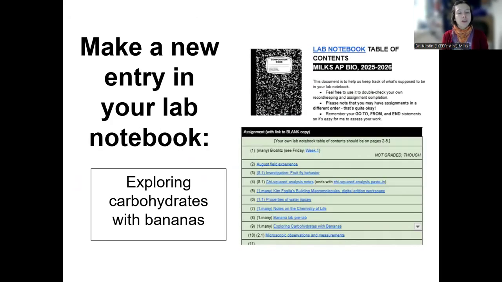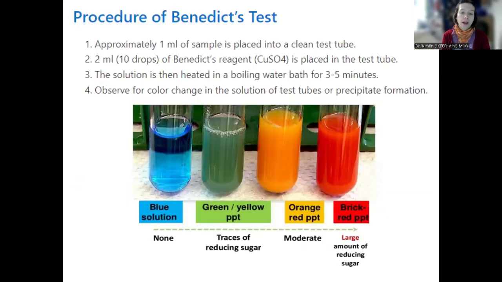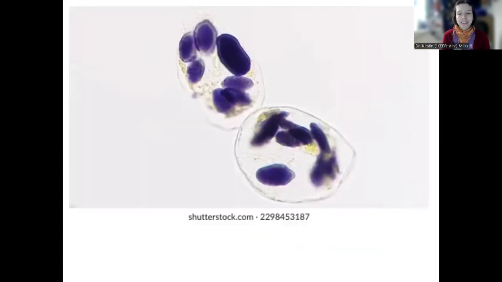We're making a new entry in your lab notebook, even if you weren't here with us today, called Exploring Carbohydrates with Bananas. And I wanted to show you this image from a picture of a Benedict's test. The goal is to be able to test directly for reducing sugars, like the sugars that bananas make when they ripen. We did indeed see the very green banana turning very, very blue, and the ripe banana turning very, very orange for people in the lab today, which was nice.